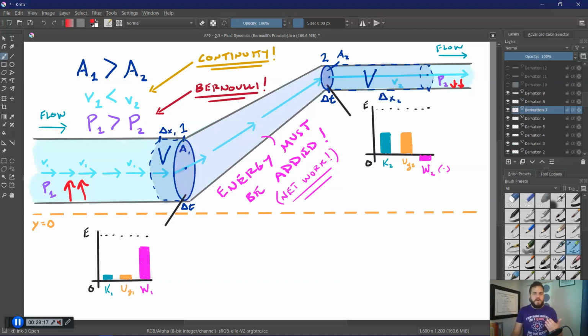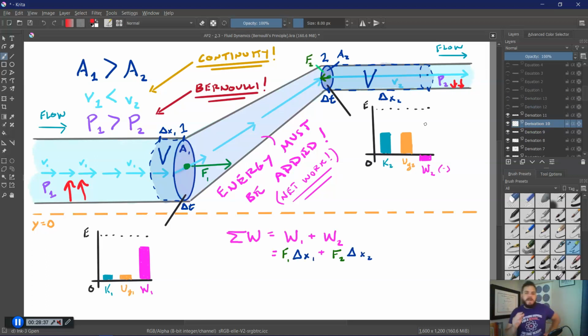This one covered a smaller distance in the same amount of time than that one because it's flowing faster in the second region. Now let's start the derivation. If we look at this chunk right here in the middle, the net work on that chunk is going to be the work from 1 and the work from 2. Work is force times distance, so this net force F1 is being applied over this distance, delta x1, and this net force F2 is being applied over this distance, delta x2.